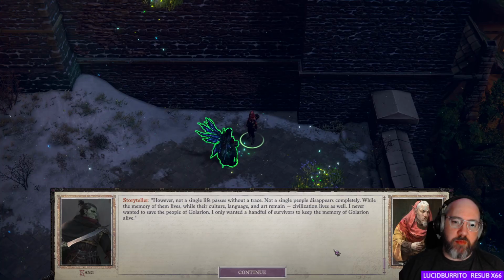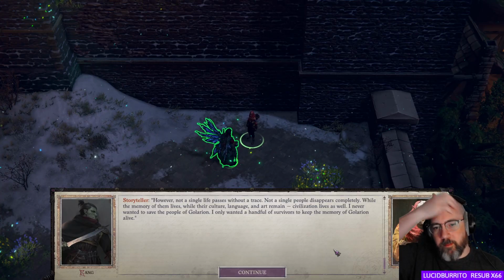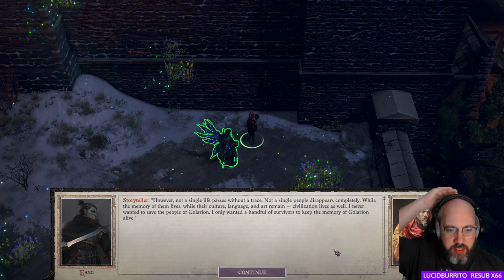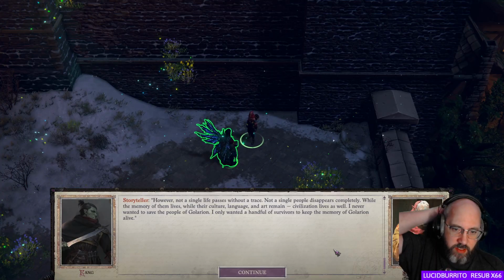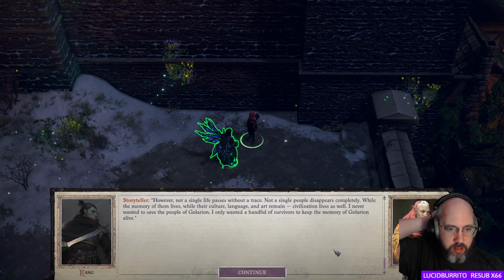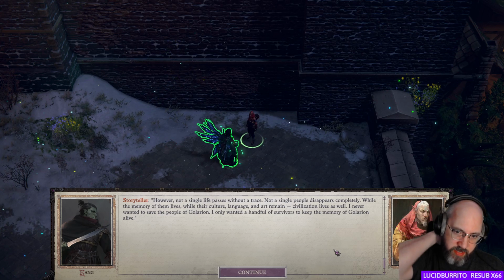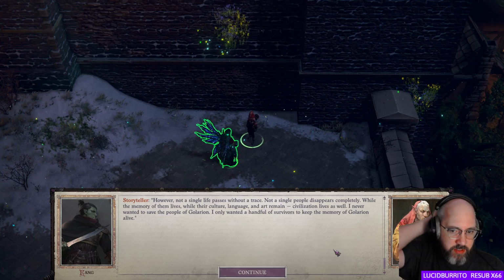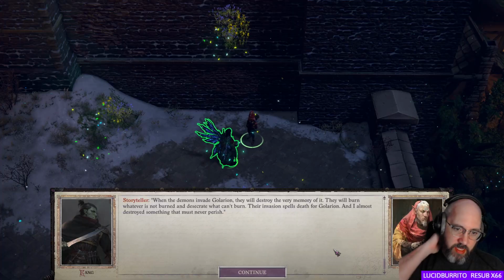However, not a single life passes without a trace. Not a single person disappears completely. While the memory of them lives, while their culture, language, and art remain, civilization lives as well. I never wanted to save the people of Galarian. I only wanted a handful of survivors to keep the memory of Galarian alive.